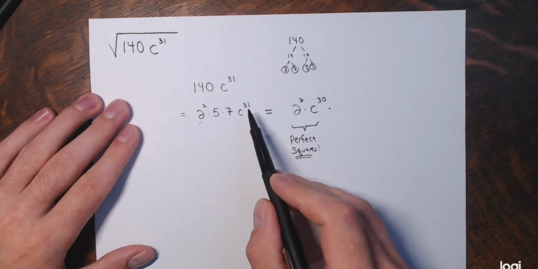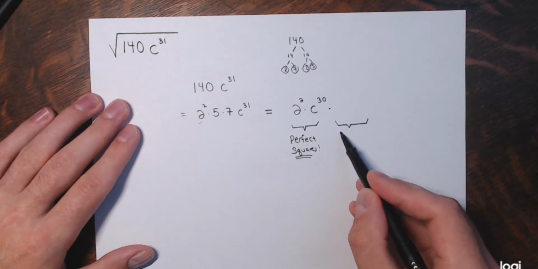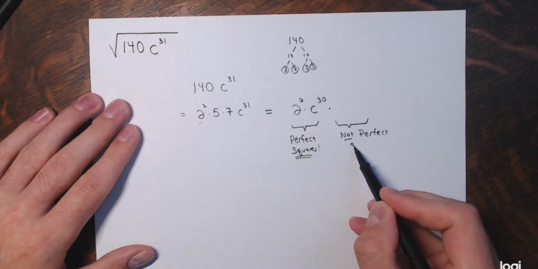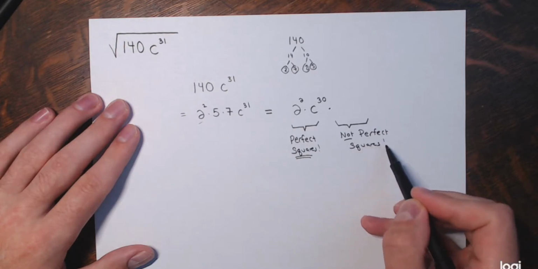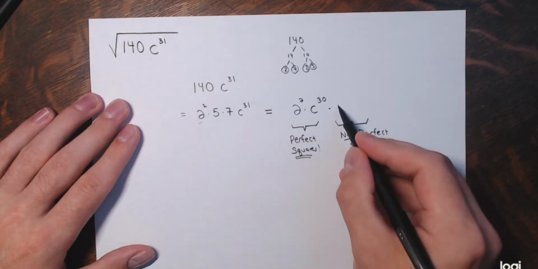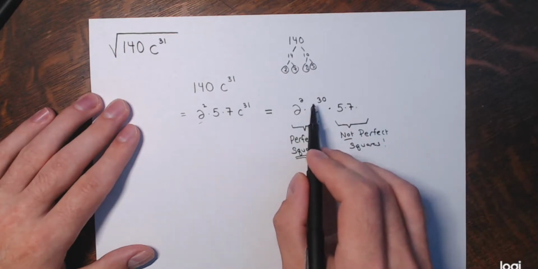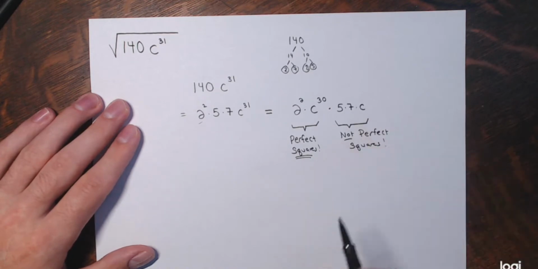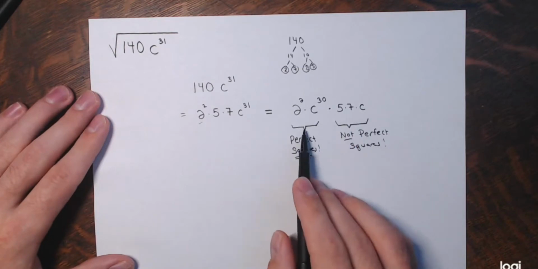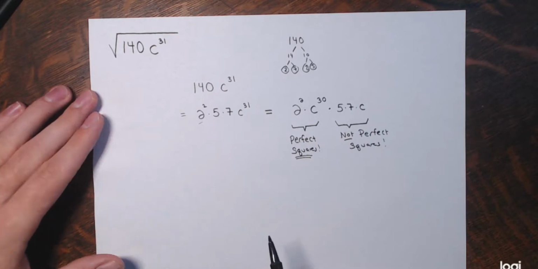All right. So what will be left over will be the not perfect squares. And we have the 5. I did 2 squared, so there's no more 2's. And we got 5 times 7, right? So times 5 times 7. And I pulled away 30 factors of c. That leaves me with 1 factor of c. Right? Okay. So I've broken it up. I factored the radicand to perfect square times non-perfect squares.